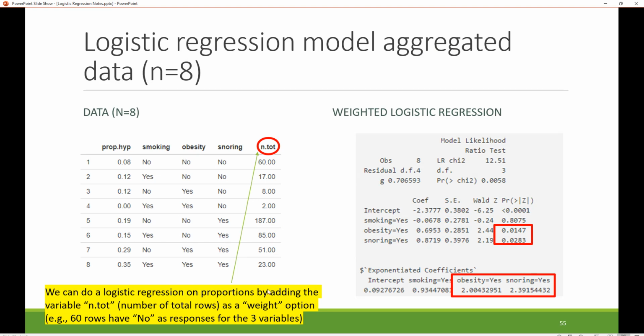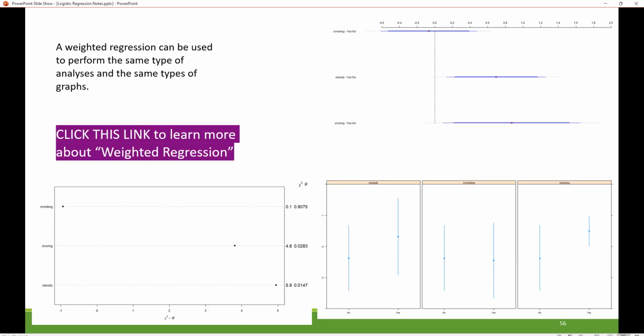We can do logistic regression on proportion by adding in the variable n.tot, which is the number of total rows, as a weight option. For example, 60 rows have no as responses for the 3 variables in that first row. And then we get results similar to what we just looked at with the lung cancer example. And weighted regression can be used to perform the same type of analyses and give us the same types of graphs. And you can click this link on the top left if you want to learn more about weighted regression. And we can see that we can get these different types of results as well.